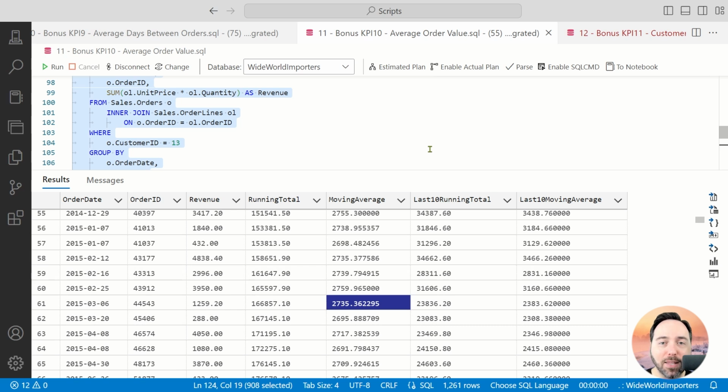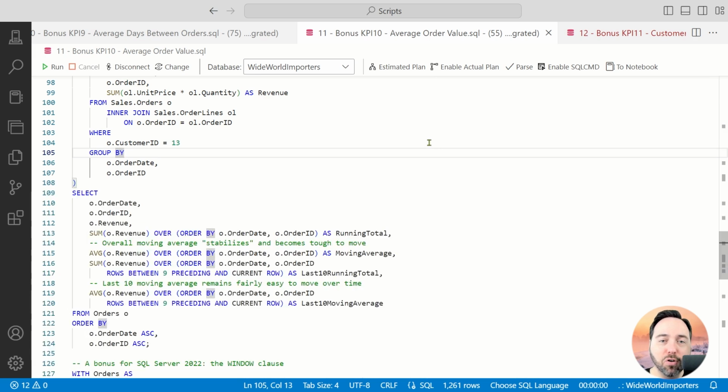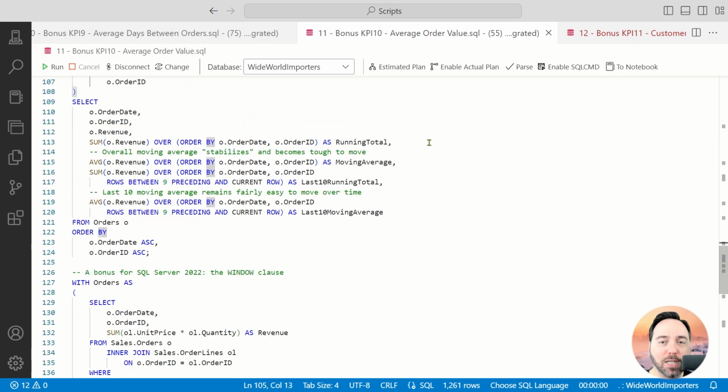And one last thing that I'll show regarding this KPI is a quality of life improvement in SQL Server 2022, assuming you have your database compatibility level set to 160. You can see the 4 window functions that we looked at. We have 2 matching pairs of window definitions, and that's a little bit messy.